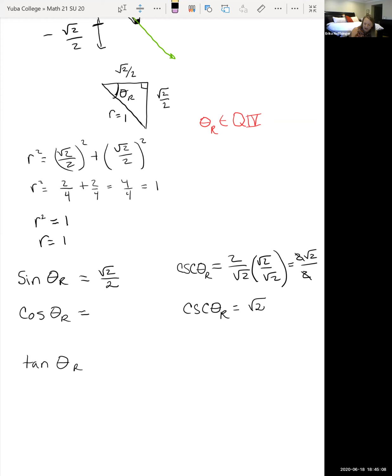And then cosine of theta sub r, that's the adjacent side, which is root 2 over 2. And so secant of theta sub r is the reciprocal of that, which is the same thing as what cosecant was, so that's just root 2. Tangent of theta is opposite over adjacent, so root 2 over 2 divided by root 2 over 2, which is just 1. So cotangent of theta sub r, the reciprocal of 1, is just 1.